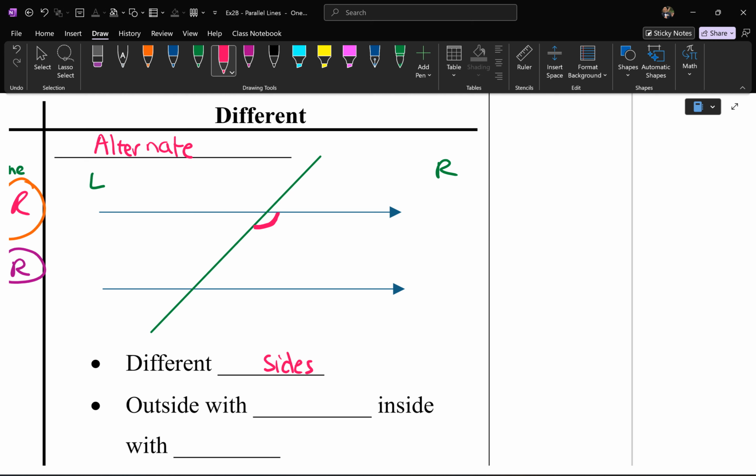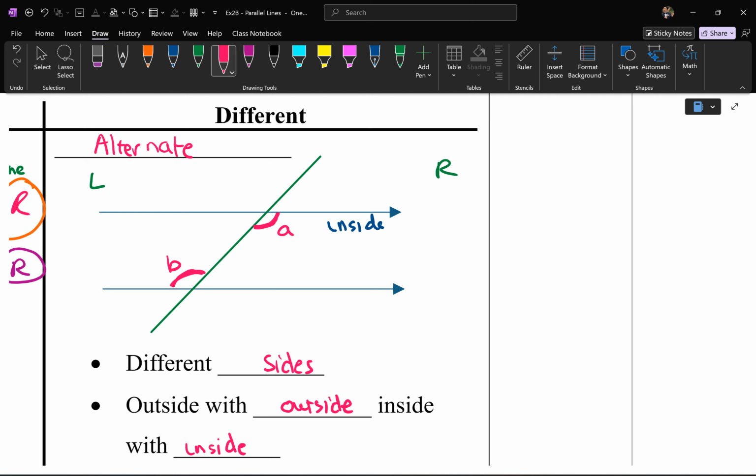Now for it to be an alternate angle, here I wrote some notes for you. Outside with outside, and inside with inside. Now, if you look at this angle that I drew for the first one, so angle A, is this inside or outside of the parallel lines? Inside. So this is inside. So that means the other angle must also be inside. Now, over here, that's on opposite sides. These two angles are alternate.